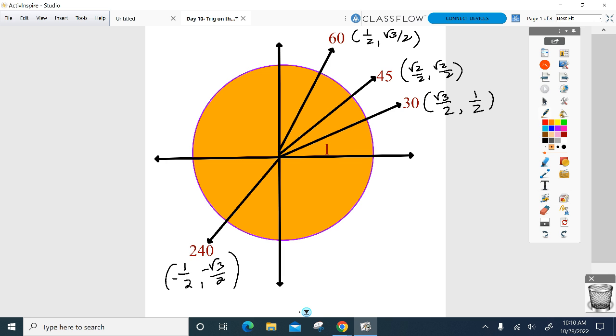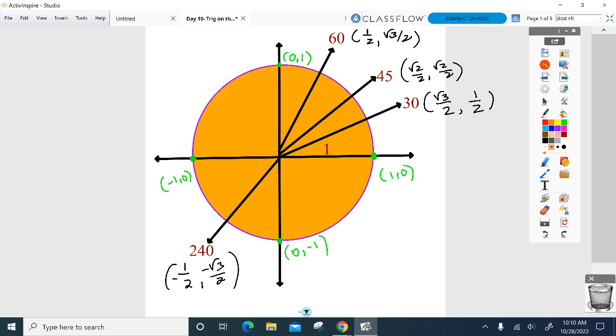You are responsible for the four more, though. The quadrantal ones on the line. So 0, 360, what's that coordinate again? 1, 0. 180: negative 1, 0. 270: 0, negative 1. And then up at 90: 0, 1.